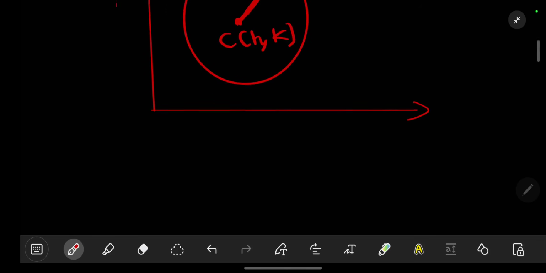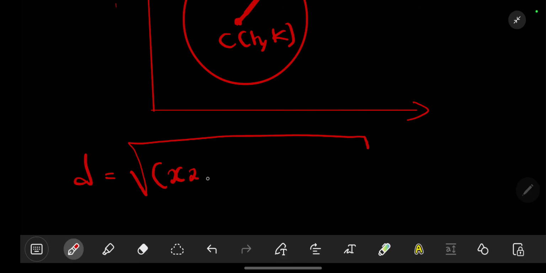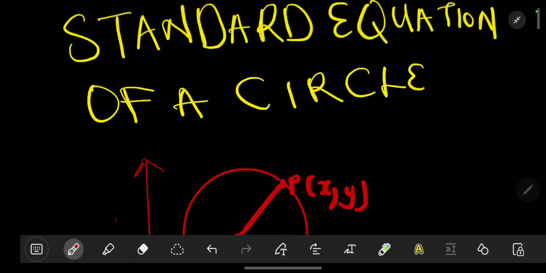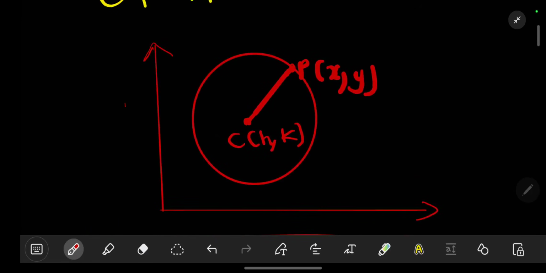Therefore, the distance of a straight line is given by: distance equals the square root of the difference x2 minus x1, squared, plus the difference of the y coordinates, y2 minus y1, squared. It is from this formula that we are going to derive the standard equation of a circle. So how does it work?